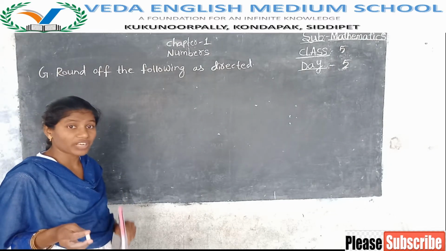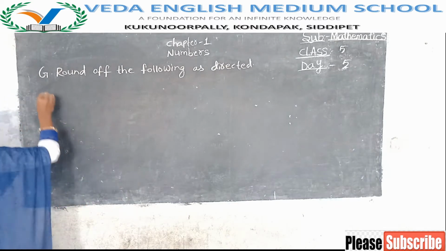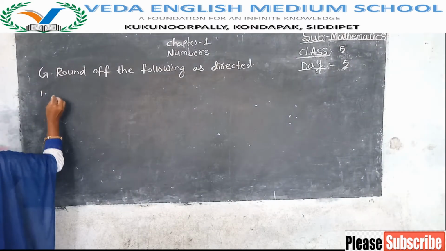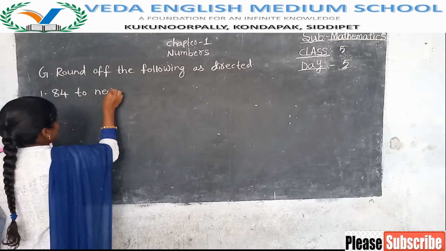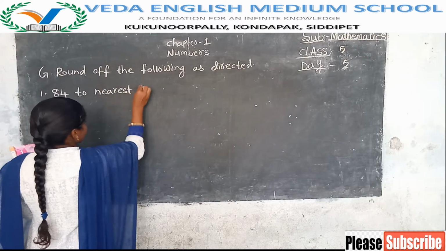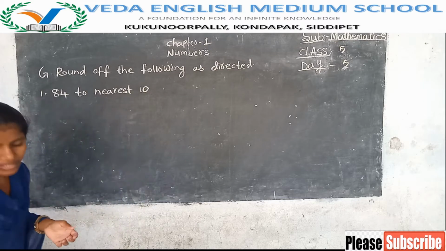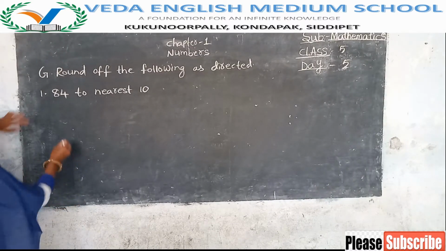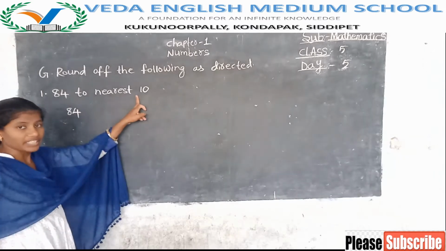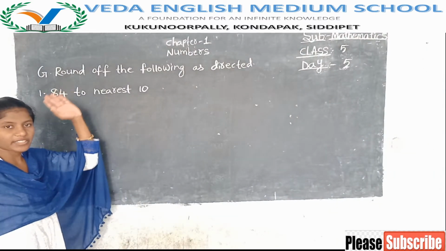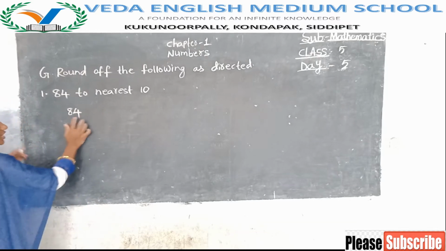We have already learned this in class 4. So the first question is 84 to the nearest 10. They are asking for the nearest tens. First we will write 84 here. If they ask for the nearest tens, then you have to come to the ones place number.